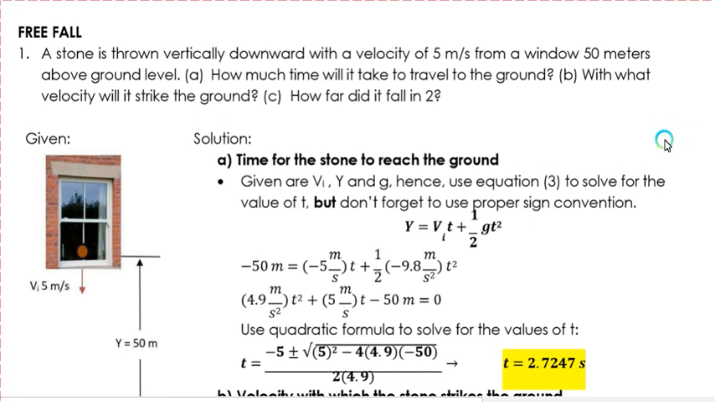Okay, next we have the sample problems for free fall. So for these problems, I intend to type them out so that they are clearer to us. We have a stone thrown vertically downward with a speed of 5 meters per second from a window 50 meters above the ground level.